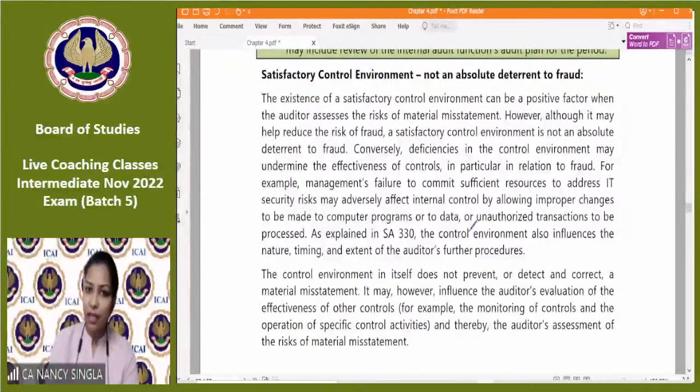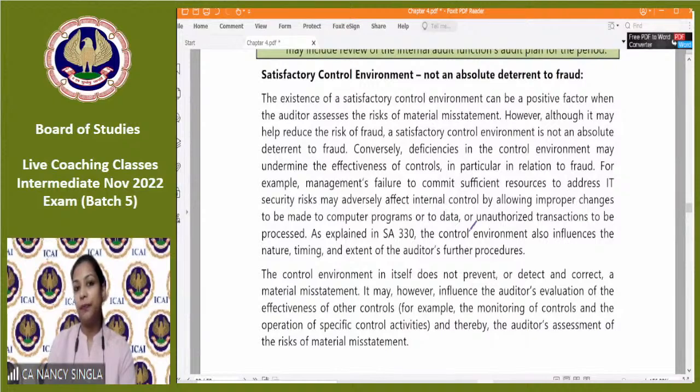If the control environment is good, chances are that the internal controls are also effective. So it reduces the risk of fraud. However, it is not an absolute assurance or deterrent to fraud. Deterrent is what? It will not assure you that fraud will be prevented. And in fact, if the control environment is not good, it undermines the effectiveness of what?